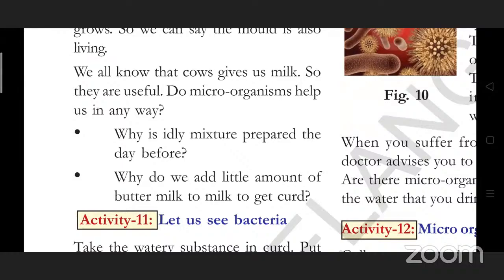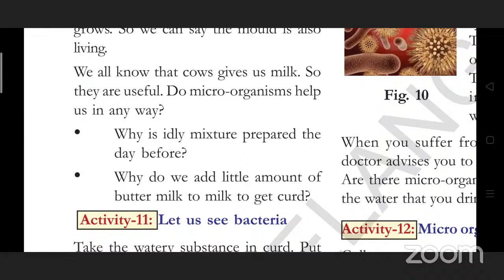Children, concentrate here. All of you listen here. Actually, why is your mother preparing the idli mixture a day before? What is the reason? It is for fermentation. What is the meaning of fermentation?